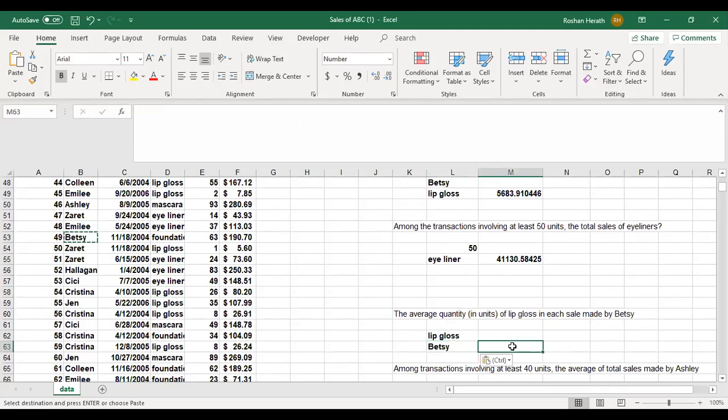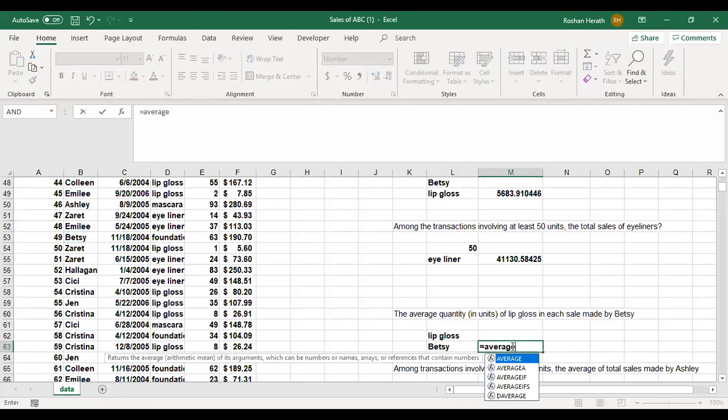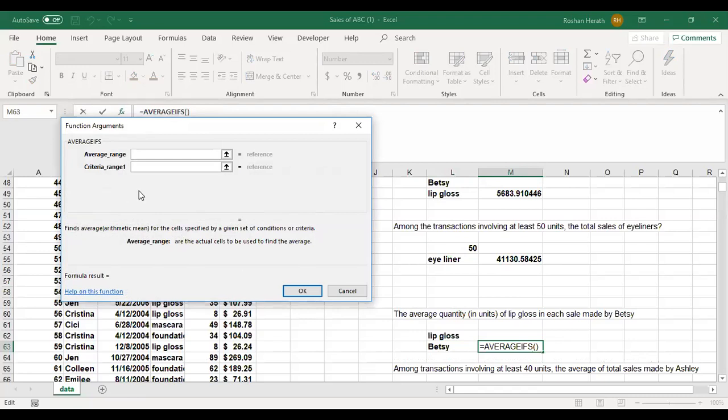This time you want to have the average IFS. The average IFS will do the job because there are two conditions, right? Then you may take the average IFS. We have the average range. What is that? You have to take the units. So it asks in terms of units. So you take the units.